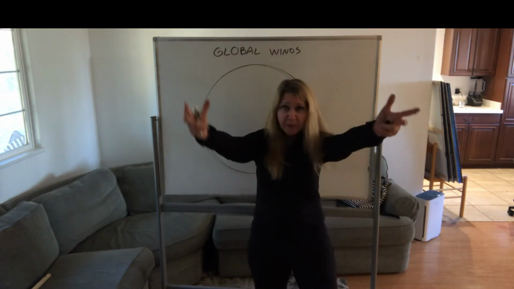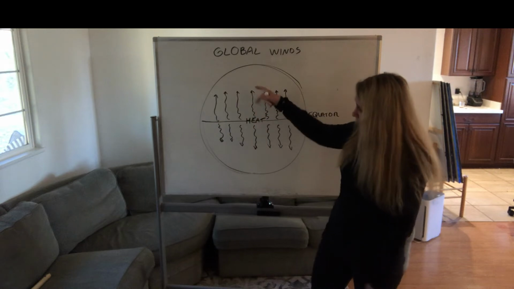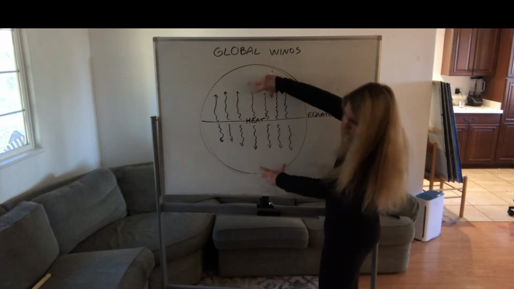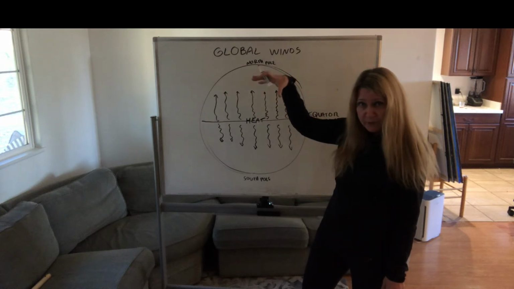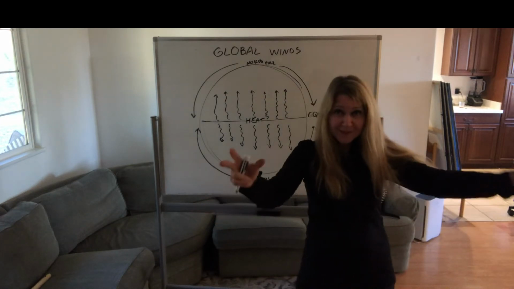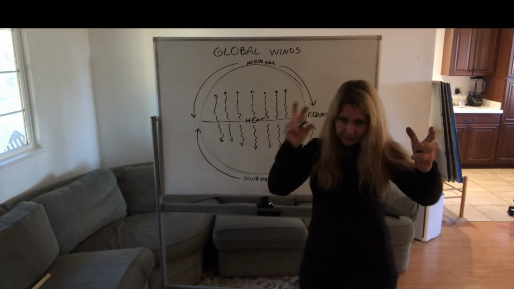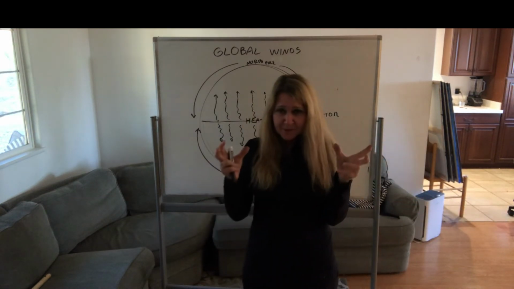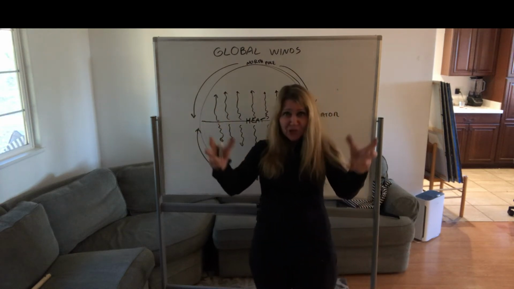So here we have the Earth. Now everybody, I want you to please draw this. Let's draw the Earth and have heat going from the equator to the poles. Cold air from the poles then is going to go toward the equator. This is due to the difference in air temperature on the Earth.